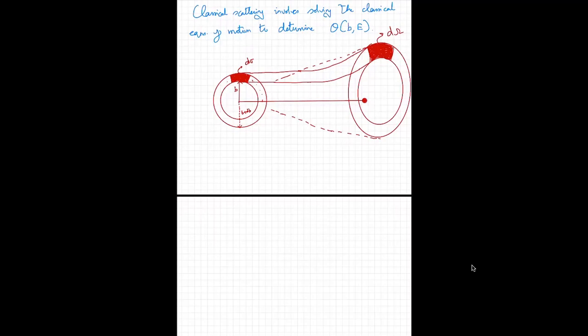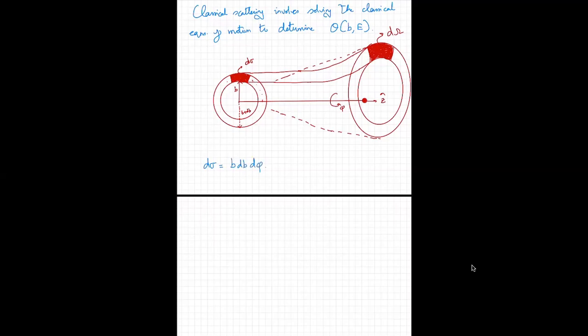So what is d sigma? Since I have taken a very simple geometry of a circle, d sigma is easy to understand. So let us call this the z-axis, and this angle around it is some phi, the azimuthal angle. Now d sigma, of course, would be equal to b db d phi. So this is the area of this infinitesimal annular ring.